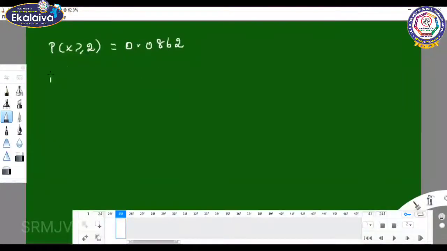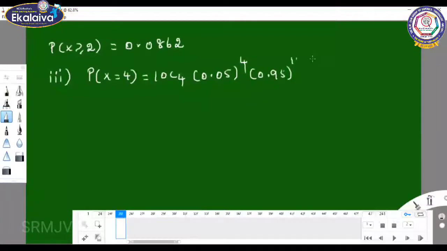What is the third subdivision? P of x equal to 4. P of x equal to 4 means exactly 4 defectives. If it is exactly 4 defectives, what is the value? 10C4, 0.05 (that is the p value) whole power 4, 0.95 whole power 10 minus 4.